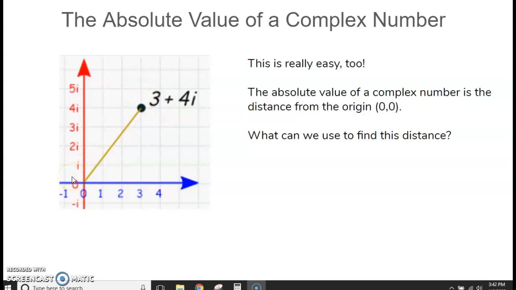Just to refresh on how we plotted that point, we started at the origin, we moved right 3 and up 4. So that's where 3 plus 4i sits. I need to find the length of this line that's connecting this point to the origin. So what tool from your geometry days can we use to find the distance?